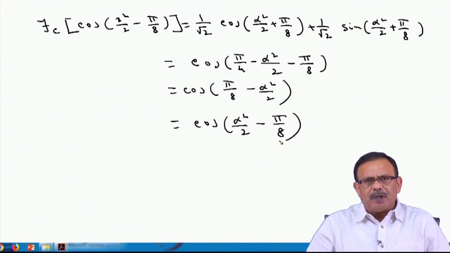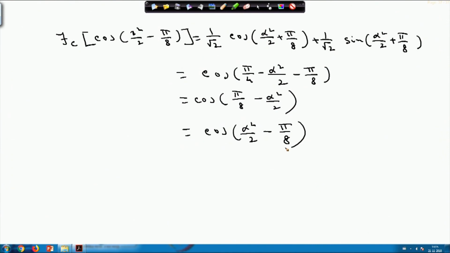I did the problem purposefully because I wanted to show you one thing: if I do it directly using the integration, how much time it takes, how much effort I have to give, and how many difficult integrations I have to evaluate. Whereas, if I use the properties and the Fourier transform of known functions, very easily I can find the Fourier transform or Fourier cosine transform of complex functions. So, these are the usefulness of using the properties of the Fourier transform to evaluate the Fourier transform of a function. Thank you.